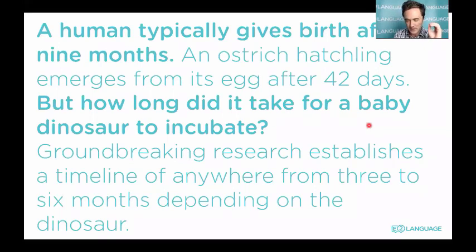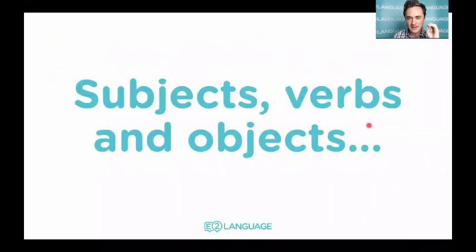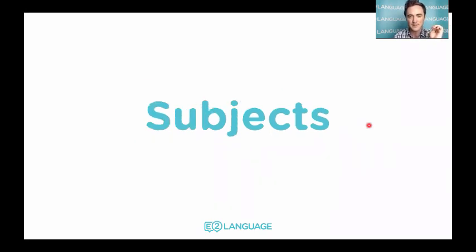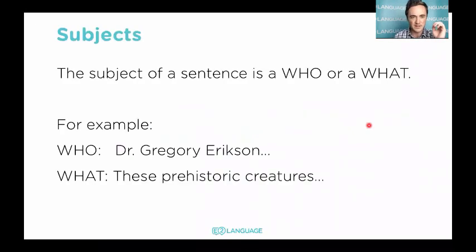So now we're going to go a bit deeper. I'm going to tell you about subjects, verbs, and objects, because when you know what a subject, a verb, and an object is, you can then start to construct accurate sentences. And you will know when to put the full stop and when to put the capital letter, okay? Subjects first. What's a subject? The subject of a sentence is a who or a what. Again, the subject is a who or a what.